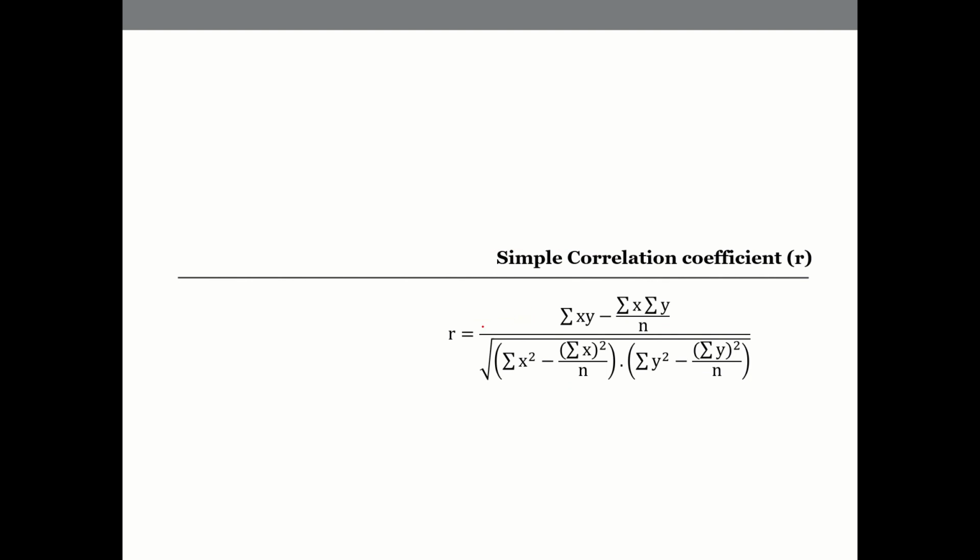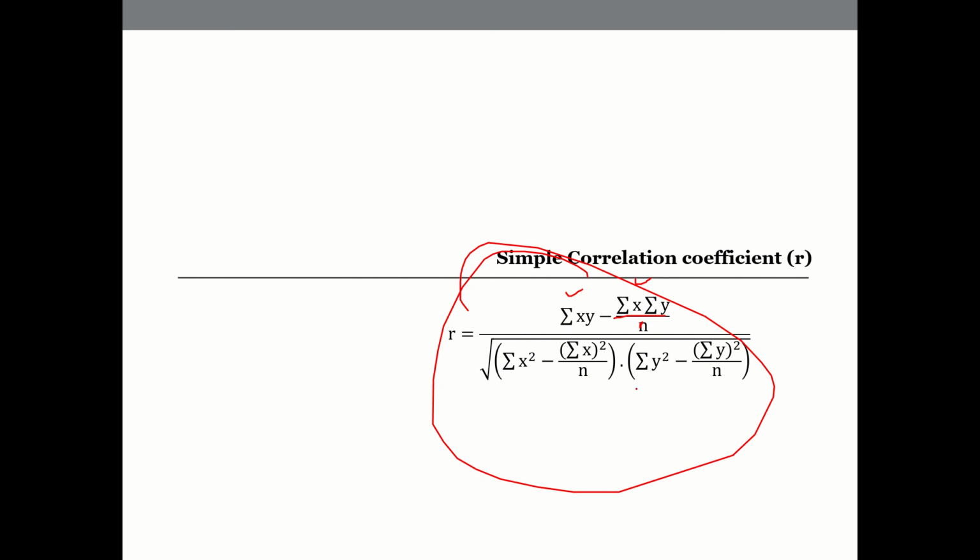How do we calculate? There is a formula. It looks very complex, but it is actually a very simple one. Summation of xy minus summation of x multiplied by summation of y divided by n. And I think we use standard deviation, right? More or less, the formula fits into that.